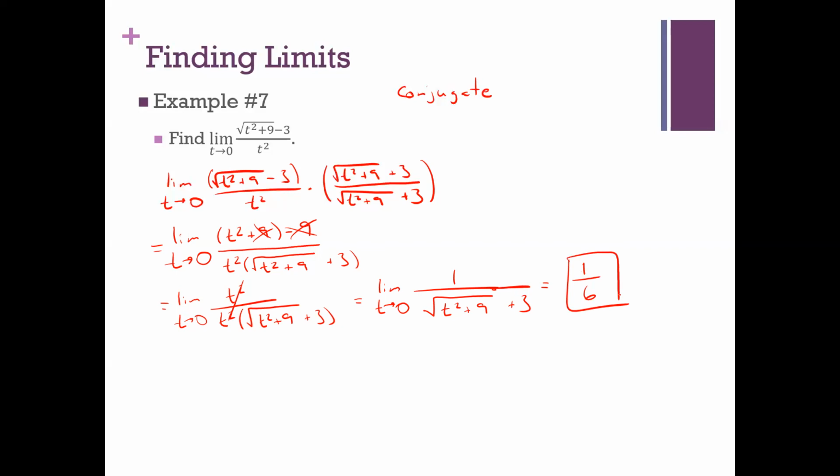Go ahead. Is it not? Oh, sorry. Now you can just plug in basically 1 over radical 9. I believe that's, yeah, let me know if I made a mistake. But I think it's 1 over 6.